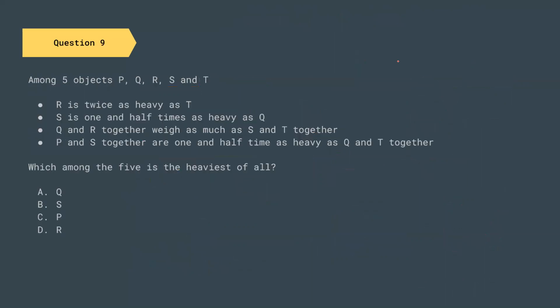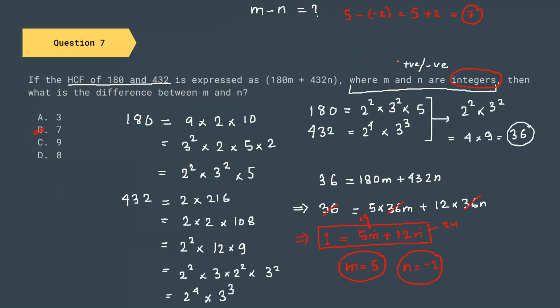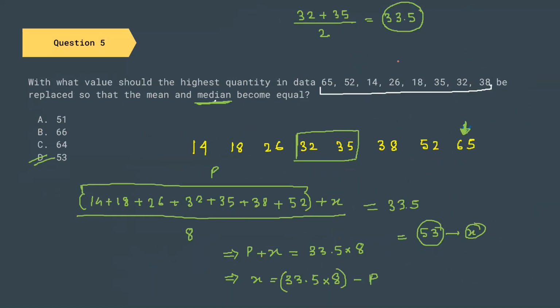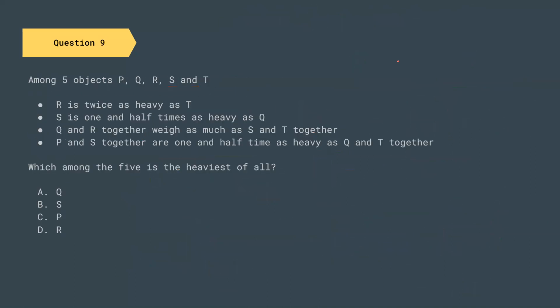Now let us go to question number 9. So I think that we have covered all the important previous year's questions from your numerical ability section. Now we are gradually sliding into the logical ability questions. So what we have here is that we have five objects. What are those five objects? Five objects are P, Q, R, S, T. So we have P, we have Q, we have R, we have S, and we have T.